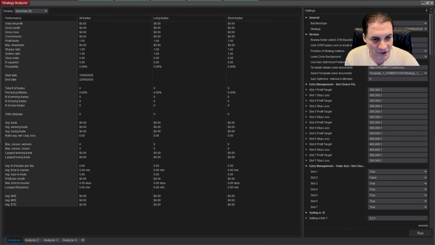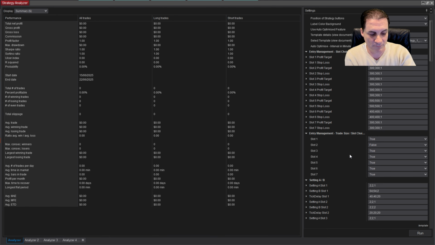Just looking at the strategy, as you can see, it's got a few different slots in it, up to 7 slots. That's because at different times of the trading day there's different volatility, so it only makes sense to trade different parts of the day differently, because they're different periods of the day with different volatility.